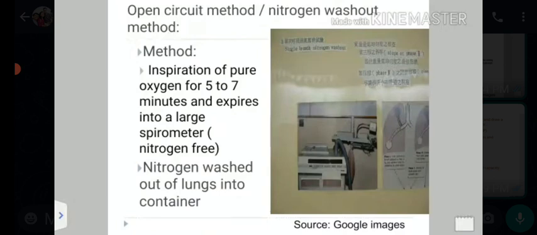It is based on the assumption that alveolar air has 80% nitrogen, and ask the subject to inspire pure oxygen for 5 to 7 minutes and expire in a spirometer or in a Douglas bag, which is washed with pure oxygen and therefore it is nitrogen free. Volume of gas collected in the Douglas bag and the nitrogen content are measured and FRC can be calculated.